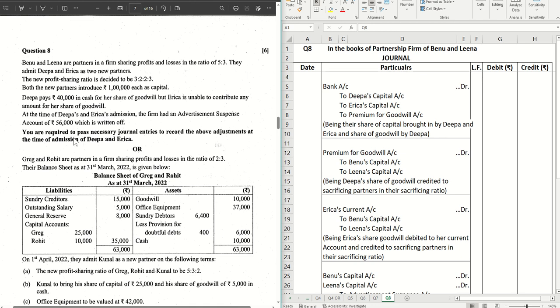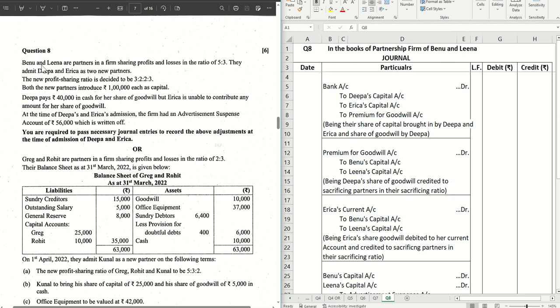This question number 8 is a sum on admission of a partner where we are required to pass journal entries to record the above adjustments. Again, as you know, the focus has been a lot on journal entries for the partnership sums. So it's important for you to understand and pass the journals right away rather than depending on ledger accounts.